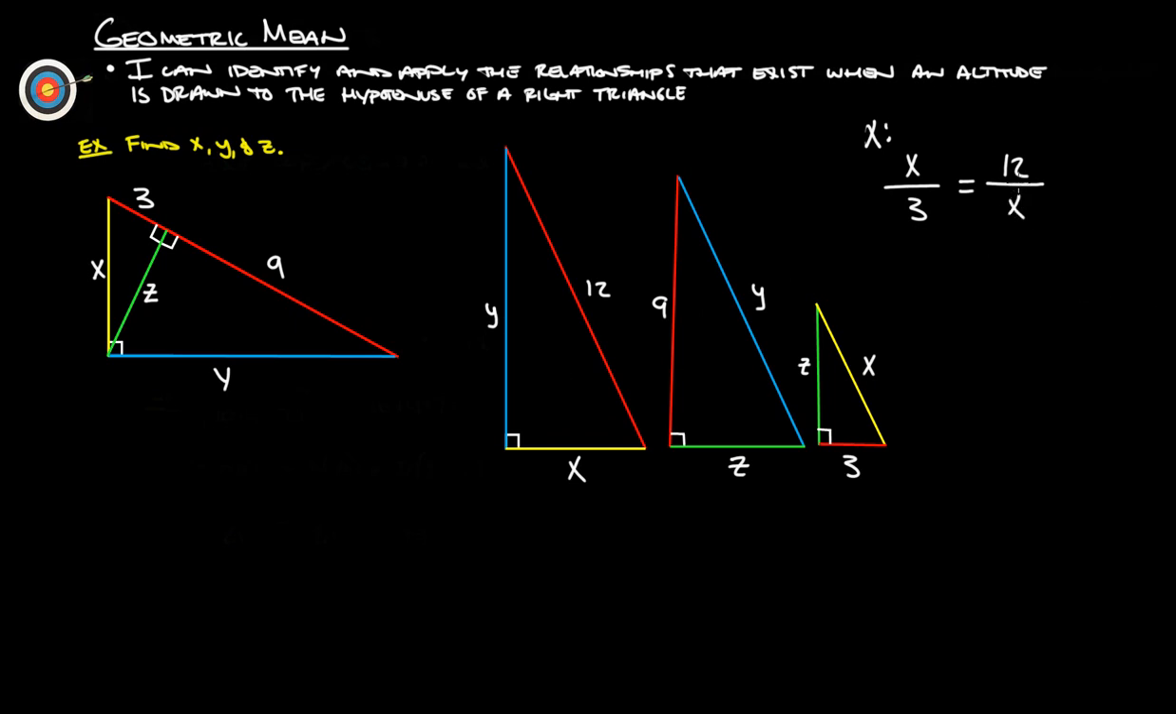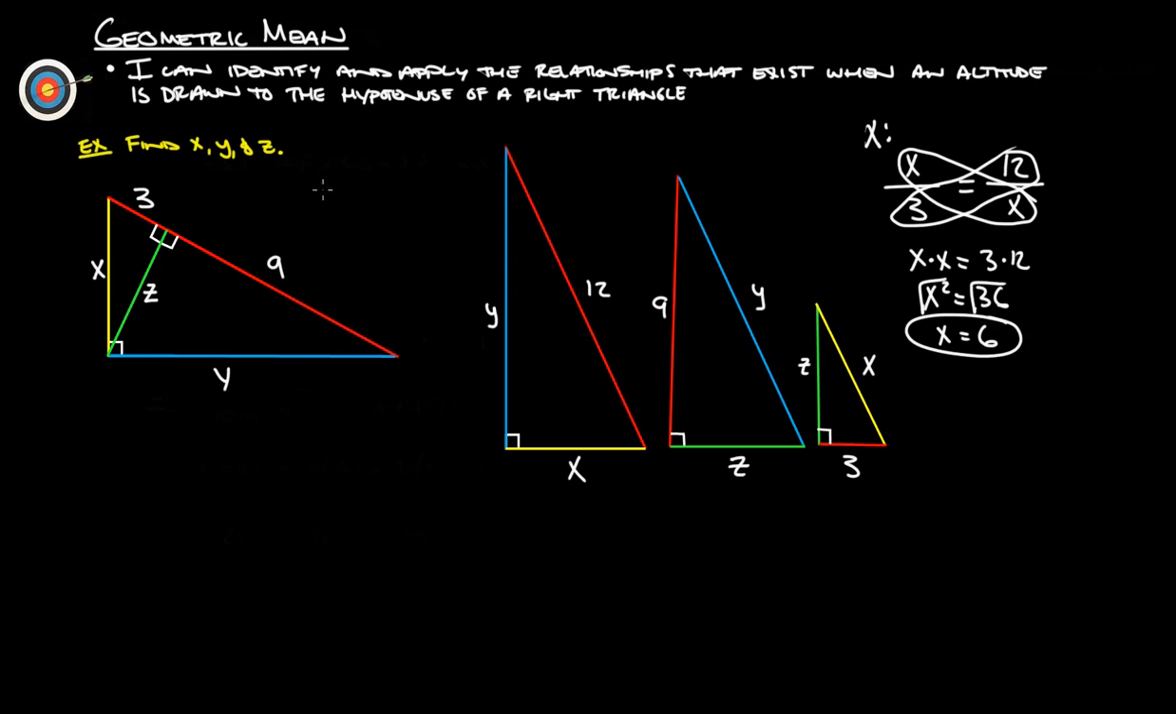Okay, so now the nice part about this is we've set up a ratio where we only have one variable, and that's the x's. So we can just cross multiply, set them equal to each other, and away we go. We get x times x equals 3 times 12, right? So that gives us x squared is equal to 36. So we take the square root of both of these, and we get that x is going to be 6. Okay, so we've now solved for x.